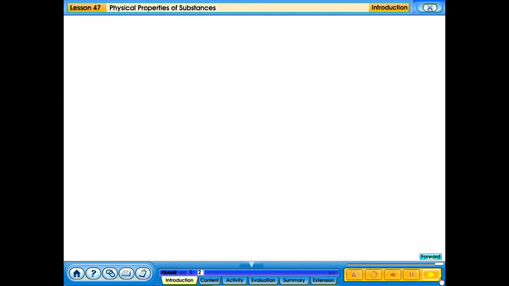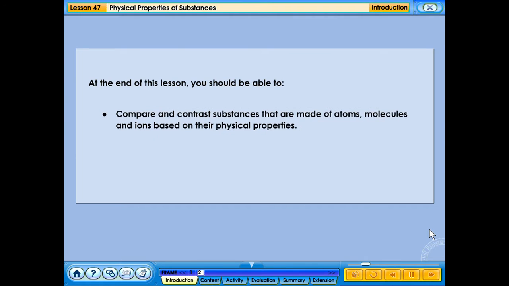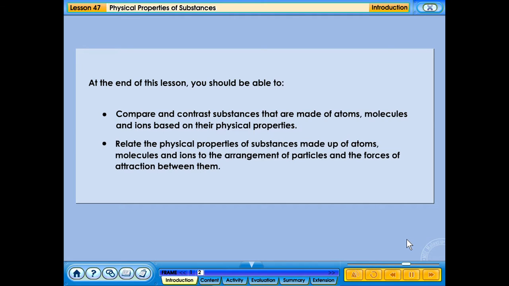At the end of this lesson, you should be able to compare and contrast substances that are made of atoms, molecules, and ions based on their physical properties. Relate the physical properties of substances made up of atoms, molecules, and ions to the arrangement of particles and the forces of attraction between them.